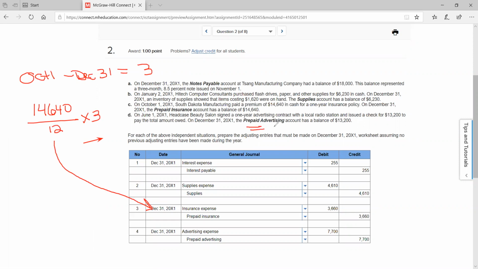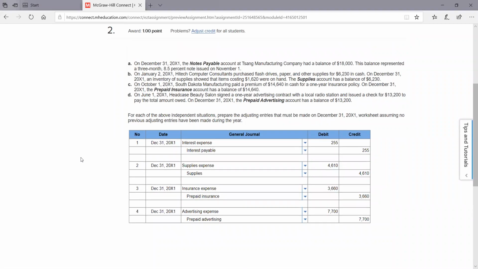Last one on the prepaid advertising. And again, this is for a 1-year advertising. Notice the date, it's June 1st. So the balance was 13,200. So again, you take that 13,200, divide by 12, and then it looks like since it's June 1st, you're going to multiply by 7, because remember June 1st through December 31st, that time period is of course 7 months, and that should give you the 7,700. All right, and that would take care of that one. And then I think that's it they give us on that one.